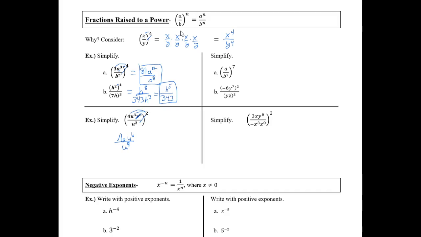Again, I'm not done. I have too many u's. U to the 6th divided by u to the 4th, we subtract. 6 minus 4 is 2. So 16u squared. Go ahead and try the 2 examples on the right.